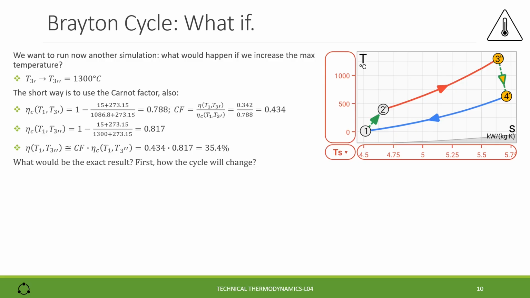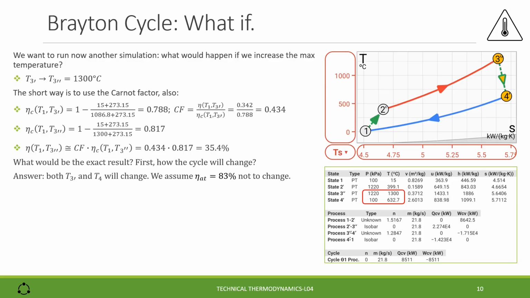What would be the exact result? First, how will the cycle change? Answer: both T3' and T4 will change. We assume the adiabatic efficiency of the turbine does not change. It stays at 83%. From T4 we need to find then T4' using this equation.